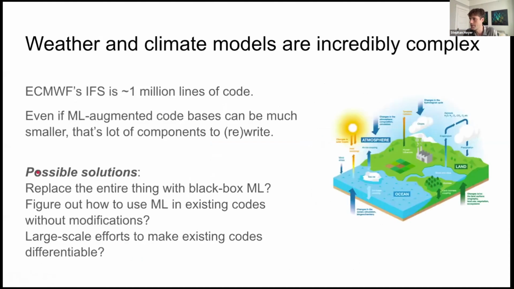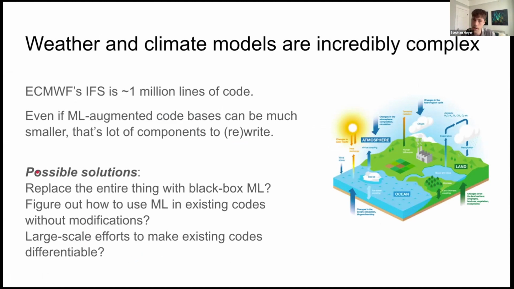Okay, last challenge: these models are incredibly complicated. If you look at IFS or other weather and climate models, they're easily millions of lines of code. That's quite a challenge to replace, especially if you want to keep the structure of existing models. That's a lot of stuff to rewrite.